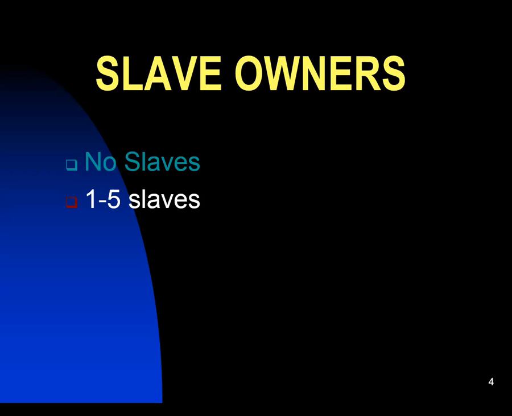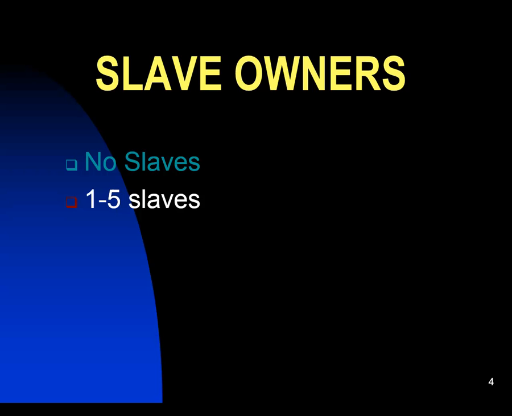Then you get into the ones that owned 5 to 50 slaves. I've never understood why they do things like this and the colors are so close that you can't hardly see the difference. It doesn't make any sense to me. But anyway, 15.5% owned between 5 and 50. And only 2.5% lived on those large plantations with 50 or more slaves.